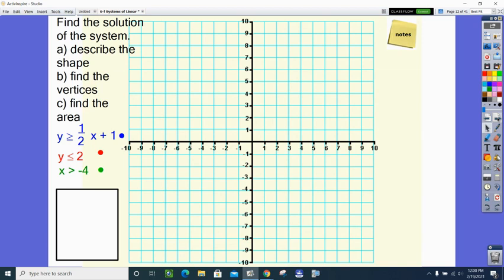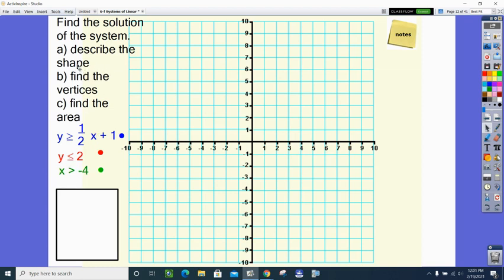Okay, so I forgot. We're going to do one more before we move on. I wanted you to see a system that involves more than two. System does not mean two, it means more than one. So here what we're going to do is graph these three. Notice we have two special cases.